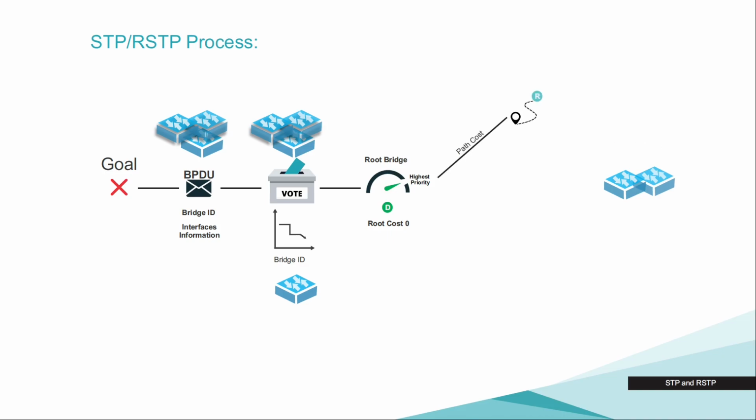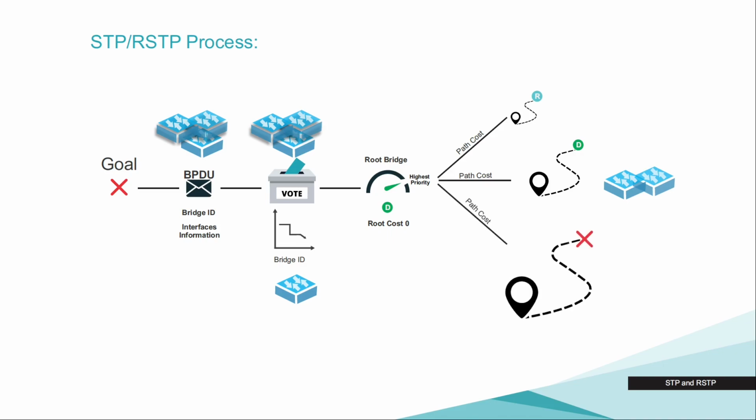The interface with the lowest path cost will be a root port. The second interface will be the designated port, and the designated port is a port with a higher path cost than the root port. So all the switches will do the same thing until we find the longest path, and the longest path interface will be the blocked port. So this mechanism works for both STP and RSTP.